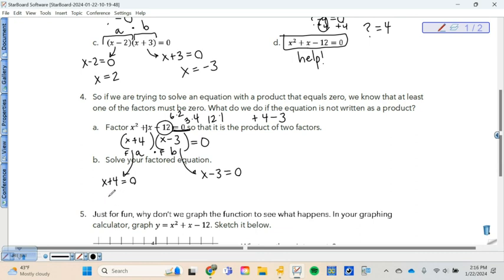So if x plus 4 is 0, what is x? Negative 4. And if x minus 3 is 0, what is x? Good, positive 3, right? Minus 4, x is negative 4. Plus 3, x is positive 3. Okay?